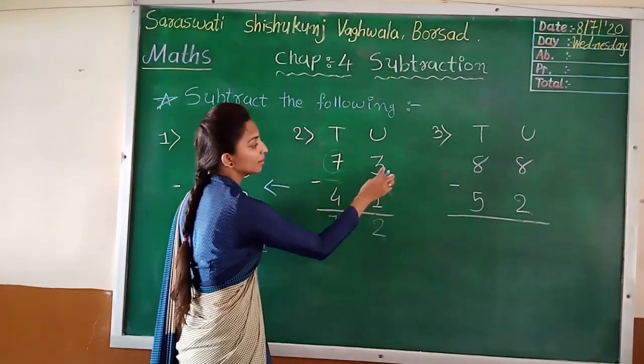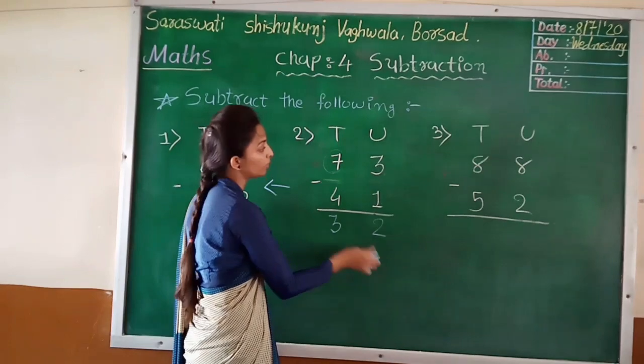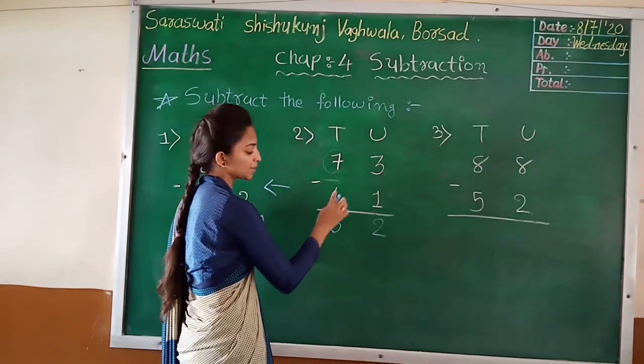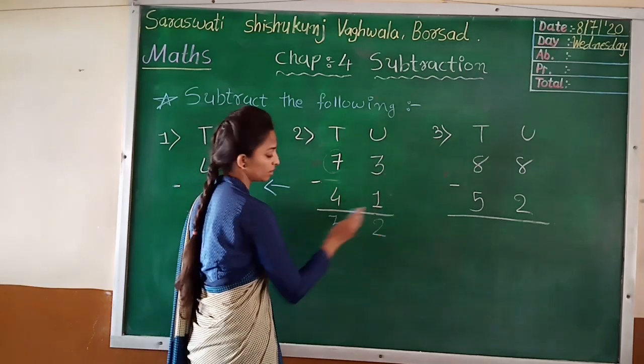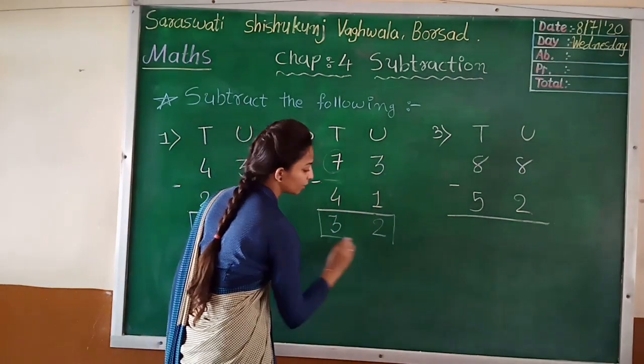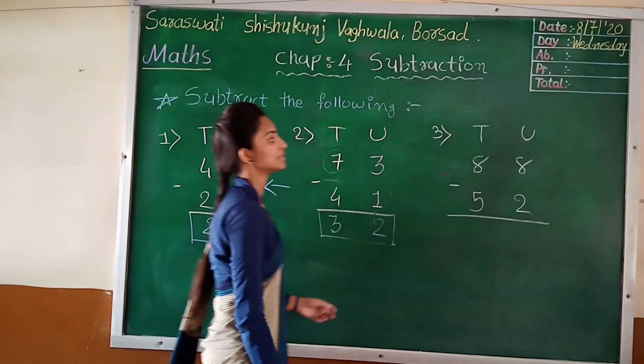In unit place, 3 minus 1, 2. In 10 place, 7 minus 4, 3. So 73 minus 41 equals 32. Okay. Let's see another one.